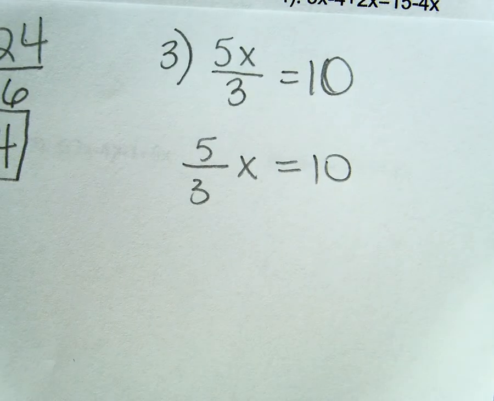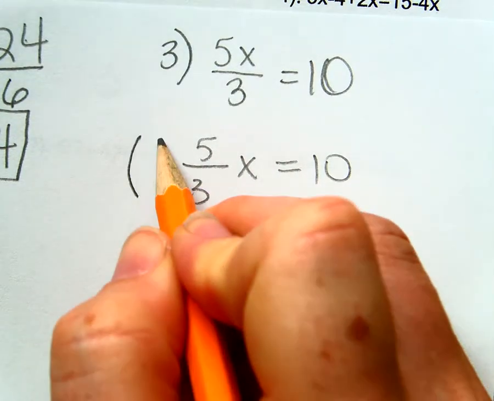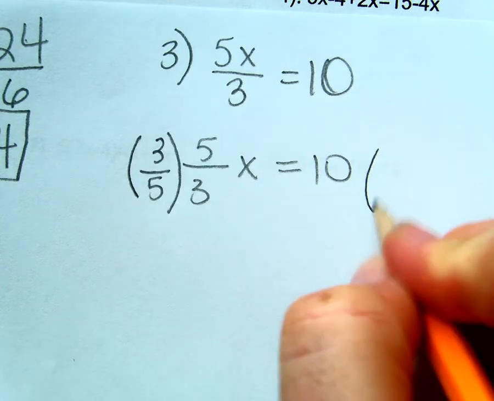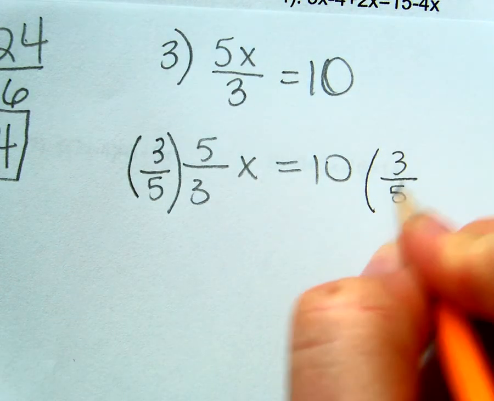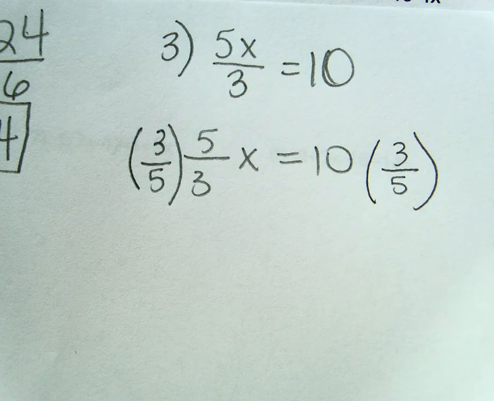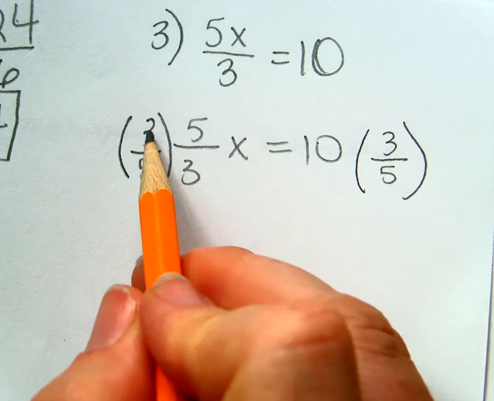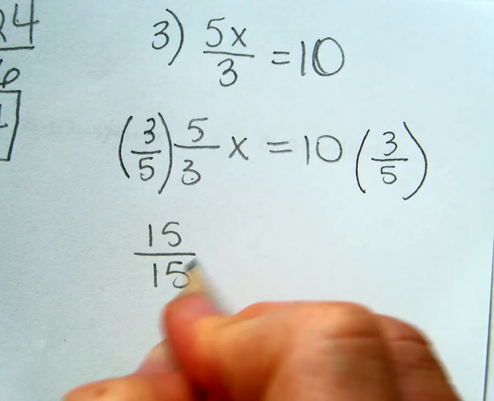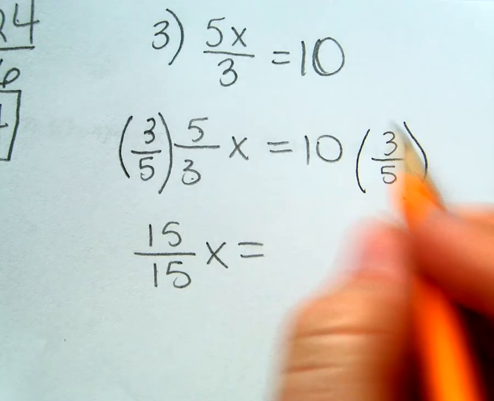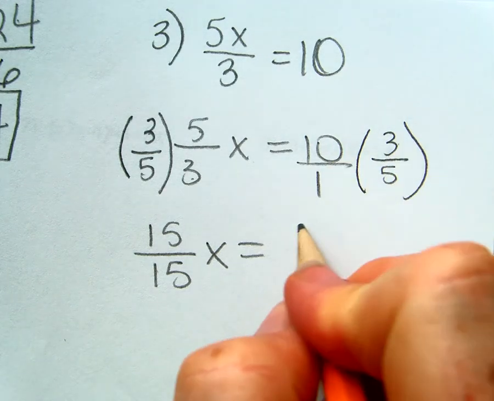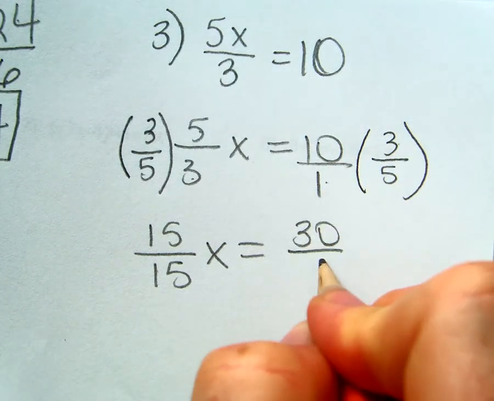Okay? So remember with this, we multiply by the reciprocal. And we multiply by the reciprocal because it's going to create our invisible 1. So I'm going to go ahead and show you that that happens. So 3 times 5 is 15, and 5 times 3 is 15x, right? And then if I want to multiply on this side, I think about this 10 being over 1. And 10 times 3 is 30. 1 times 5 is 5.